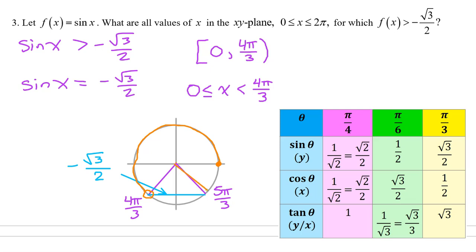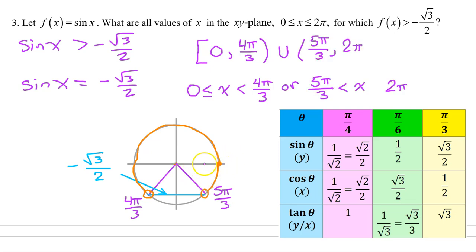But as we pass 5 pi over 3, we get into some more solutions. Notice that now the vertical displacement is above negative radical 3 over 2, and that's exactly what we are looking for. So I'm going to put an open circle here at 5 pi over 3 because that's not included. But then I will highlight these solutions.